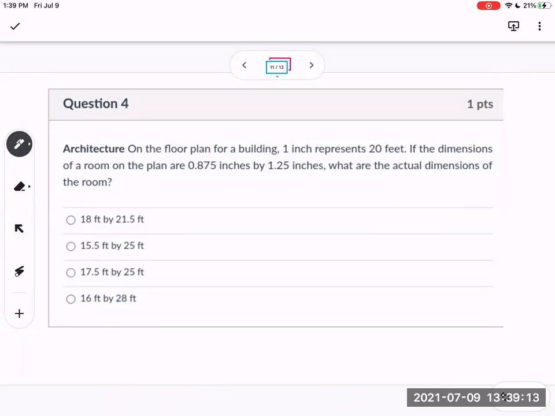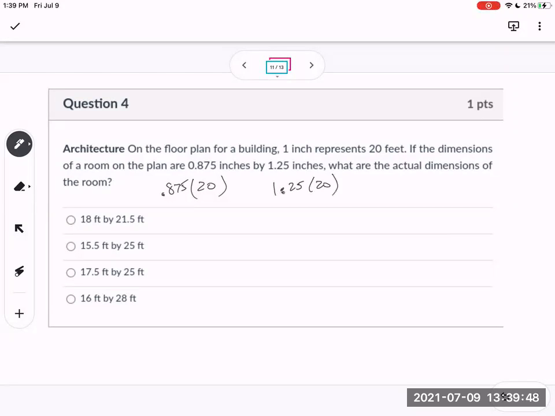Okay, sounds good. All right, so this question says, on the floor plan for a building, 1 inch represents 20 feet. If the dimensions of the room on the plans are that by that, what are the actual dimensions? Well, it's 1 to 20, so you literally just multiply each of these times 20. Multiply that by 20, and that's going to be one dimension. And multiply this by 20. That'll be your other dimension.